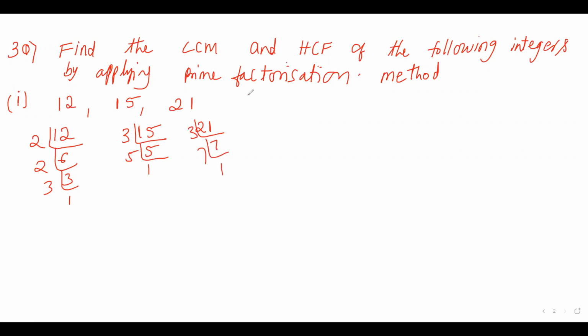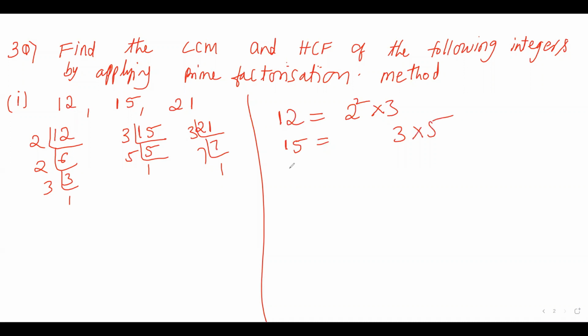Let us write the factors. 12 is 2 square into 3, 15 is 3 into 5, and 21 is 3 into 7. Now the LCM.